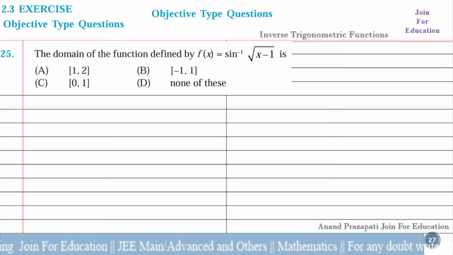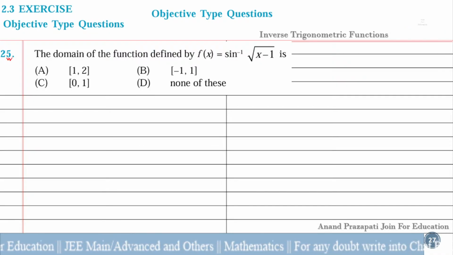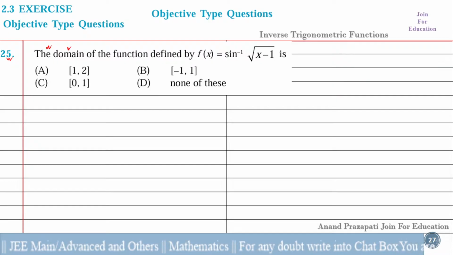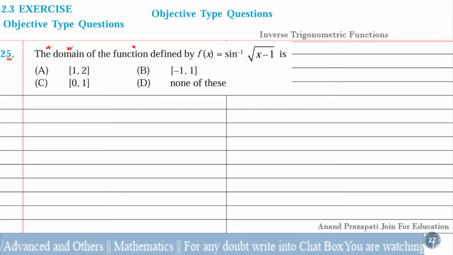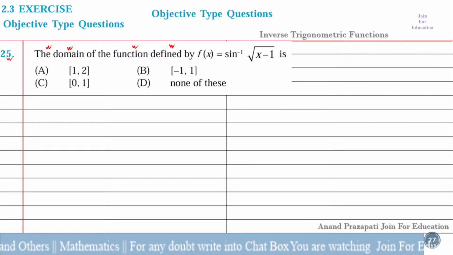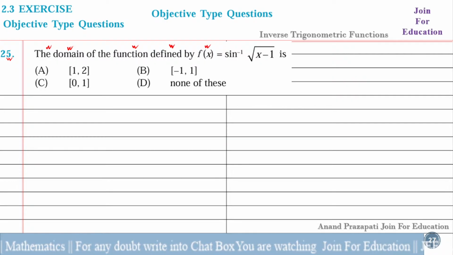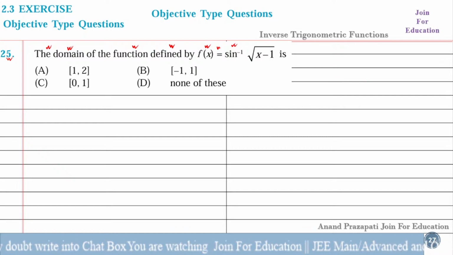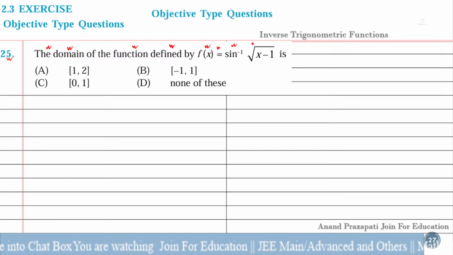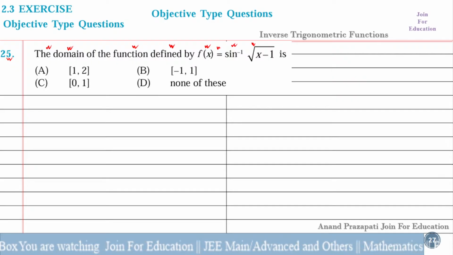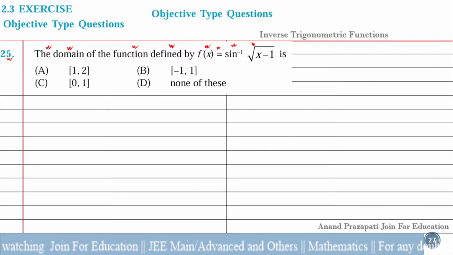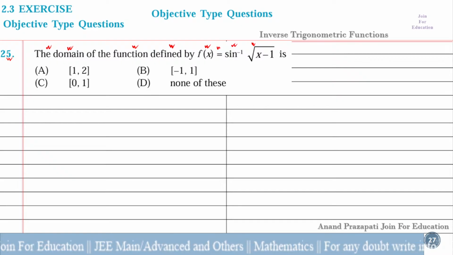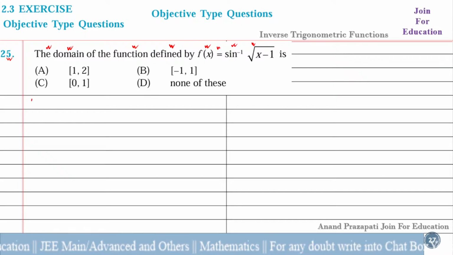Let's see question number 25. In this question, we are asked the domain of the function defined by f(x) equal to sine inverse of (x minus 1) over root. So let's see the solution of this question. After the solution, I will pick out the correct option.